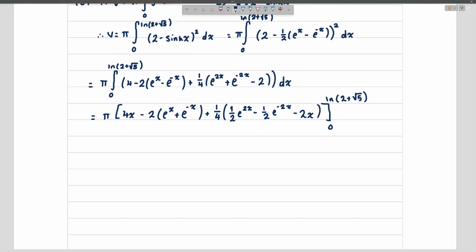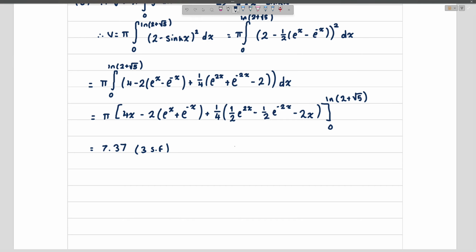At this point, either just use a calculator or evaluate this by hand. Either way, what you should get here then, 1 times by pi is 7.37, to 3 significant figures. Again, I don't want to go into too much detail here in terms of limits. Just substitute in the upper limit, subtract the lower limit, and what you should get is 1 times by pi is 7.37.